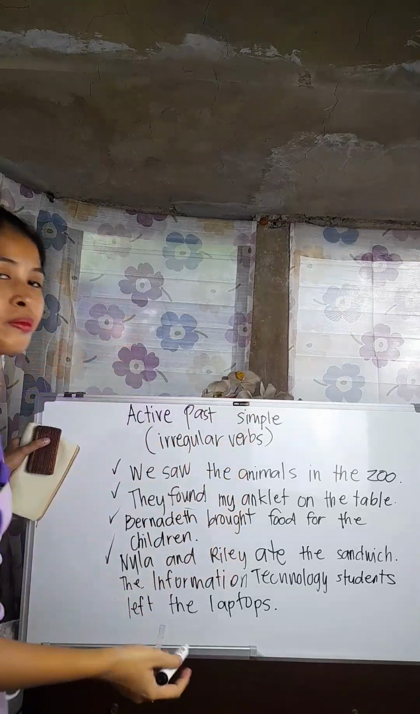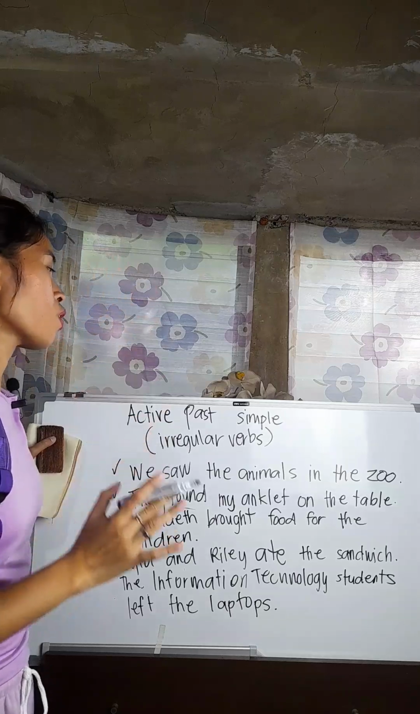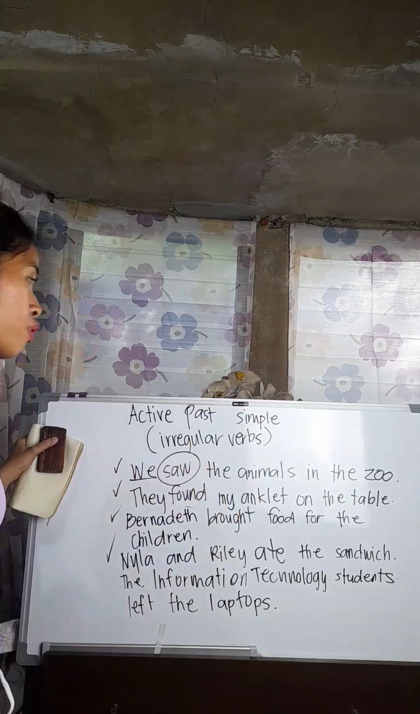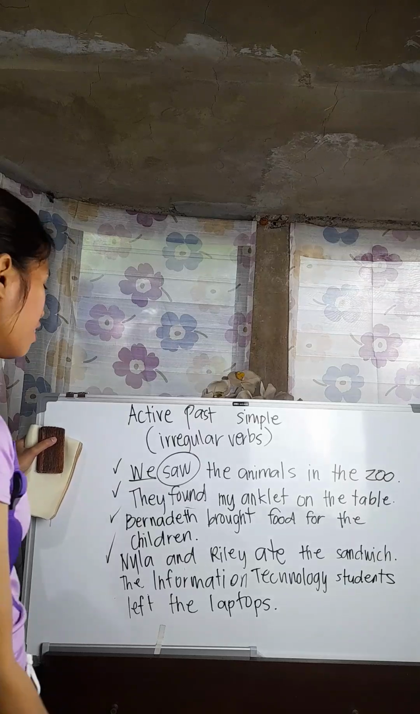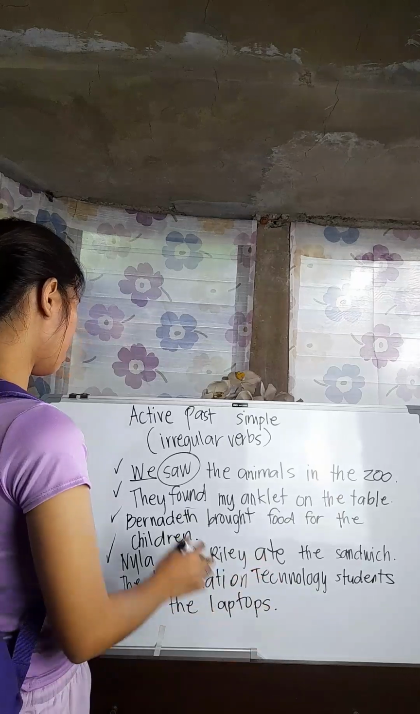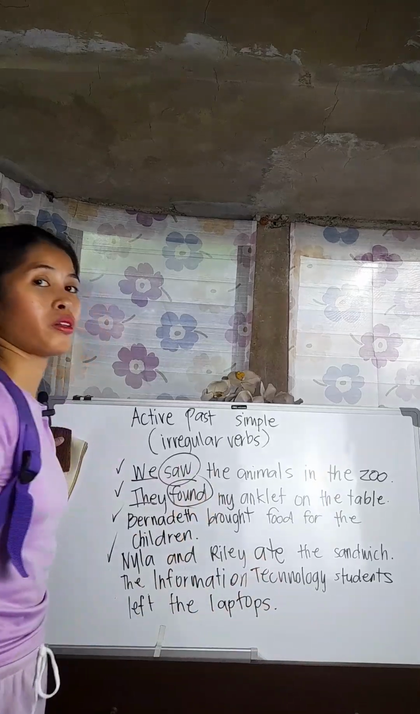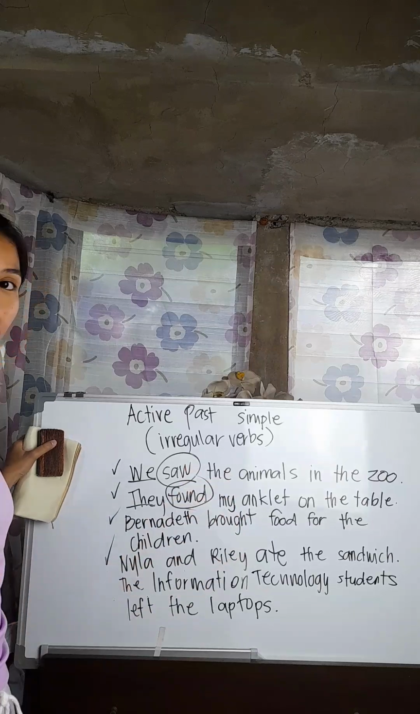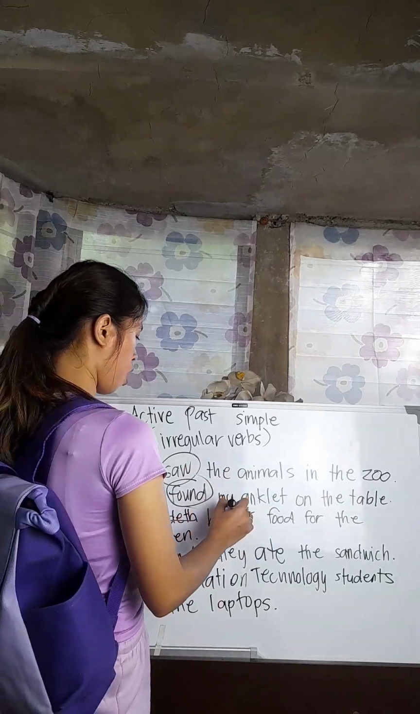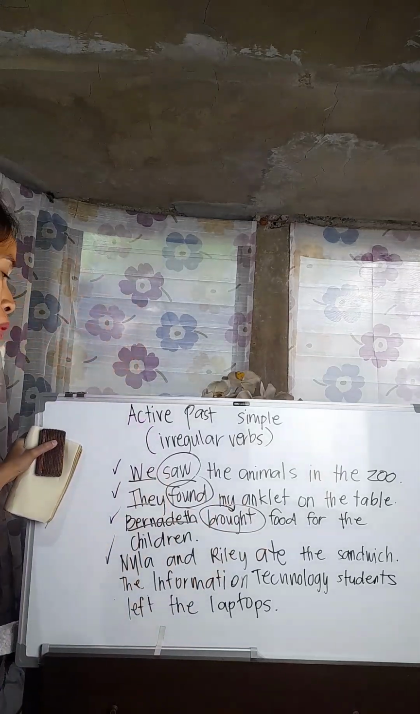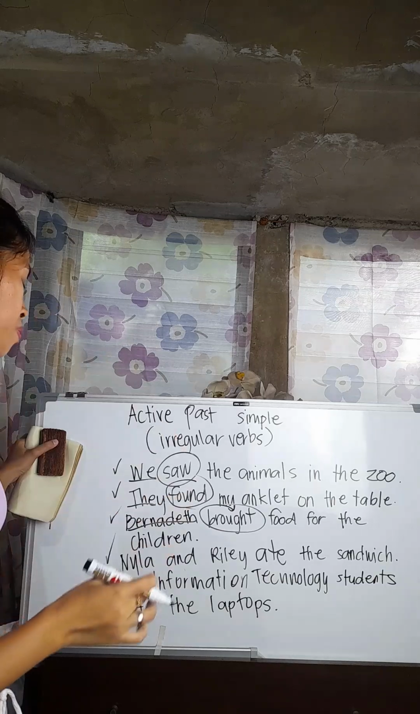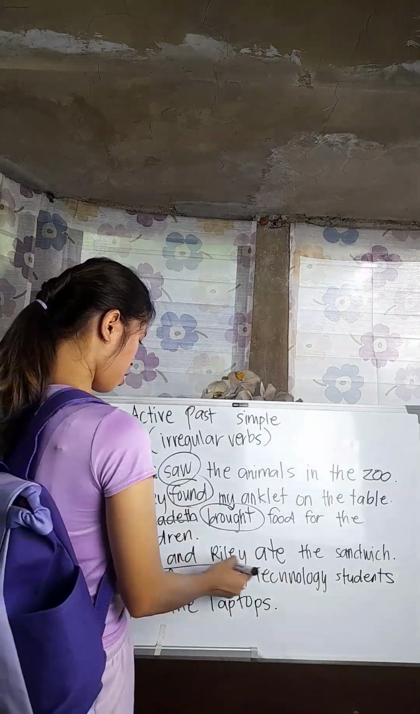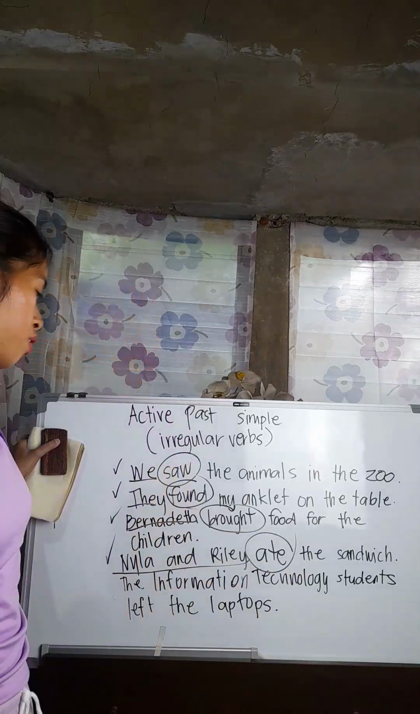There you are. For the sixth sentence, we saw the animals in the zoo. We as the subject, saw as the past simple verb. Next, they found my anklet on the table. They as the subject, found as the past simple verb. Next, Bernadette brought food for the children. Bernadette as the subject, brought as the past simple verb. Next, Nyla and Riley ate the sandwich. Nyla and Riley as the subject, ate as the past simple verb.